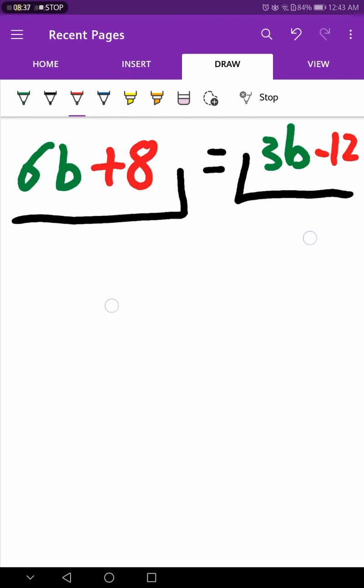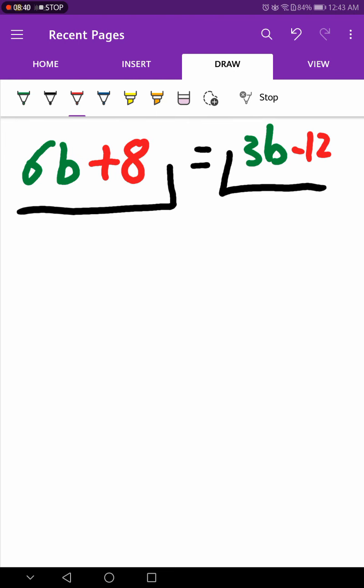Okay, I get this. You remember this part of the equation, how to solve this equation? You have to collect the b's on one side and the numbers on one side also. Okay, in the same side. So I will move the 3b to the left side from here.